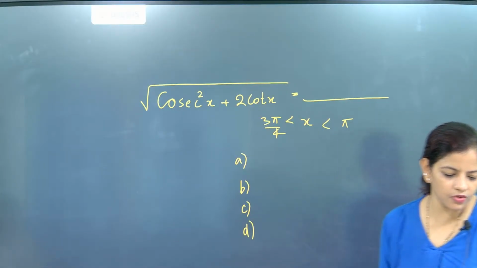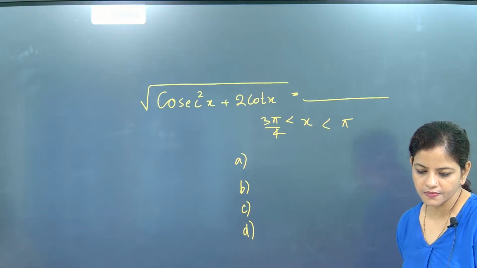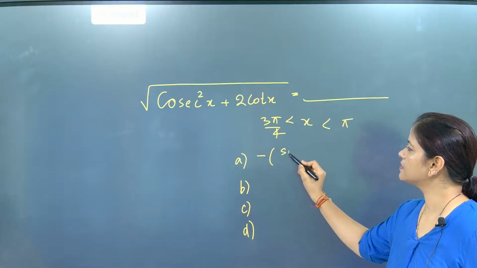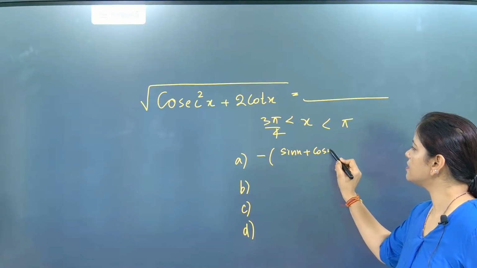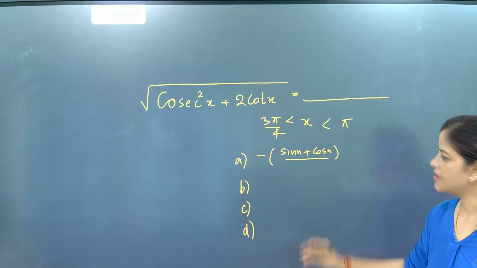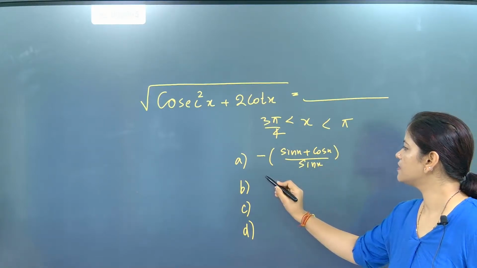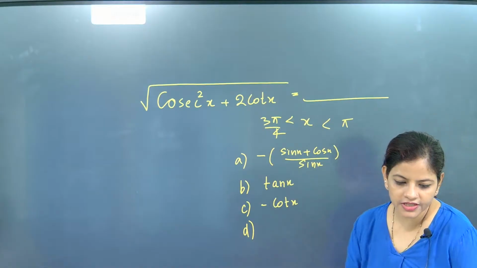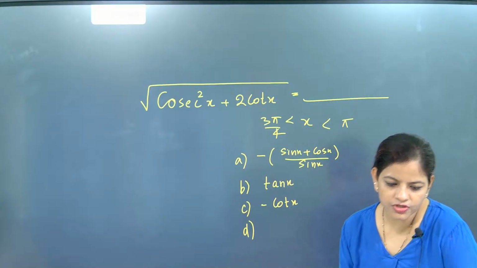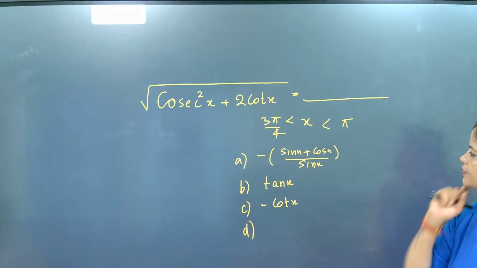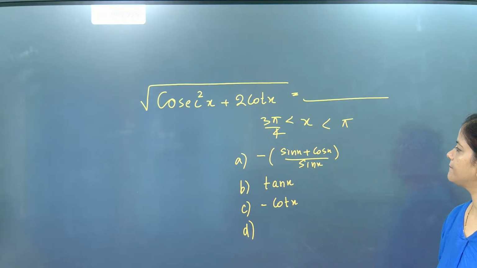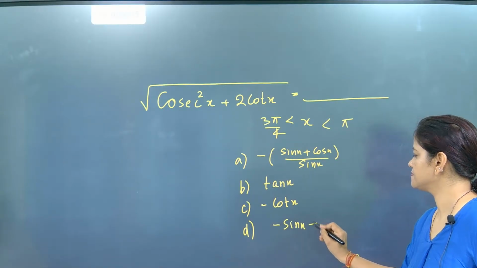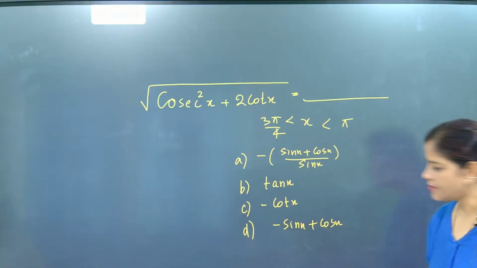Okay. Check this one out, beta. Minus sin x plus cos x by sin x, tan x, minus cot x. Okay, try this question, beta. Try this question. Solve it. Come on, try this question, children.